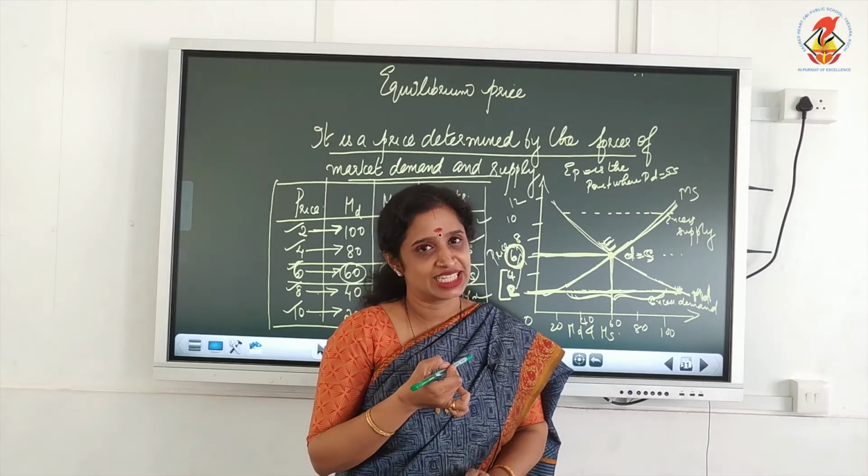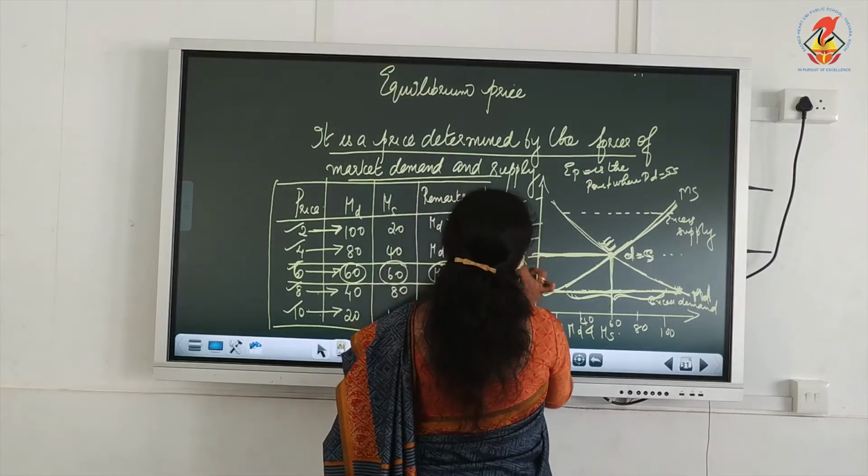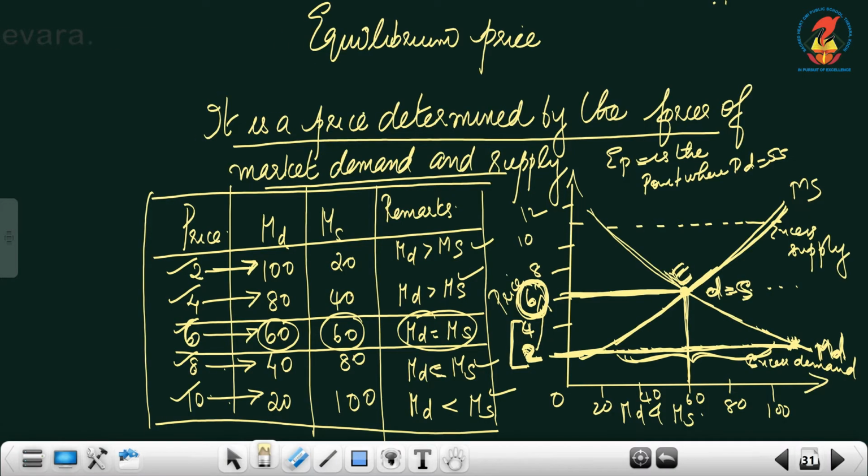Similarly, we will take the situation of the price above 6, for example 10. If the price is 10 or 12, what happens? If the price is 12, we can just draw a dotted line and see here there is no intersection point. Just move and we will reach the point here on the market supply curve. So, this area is represented by excess supply, isn't it? Here there is excess supply.